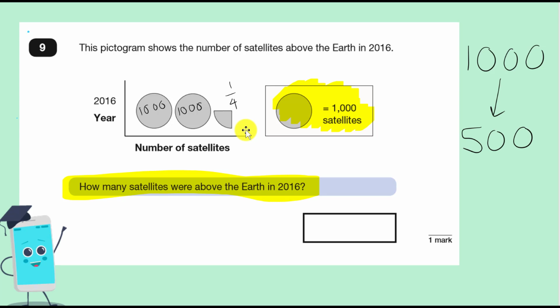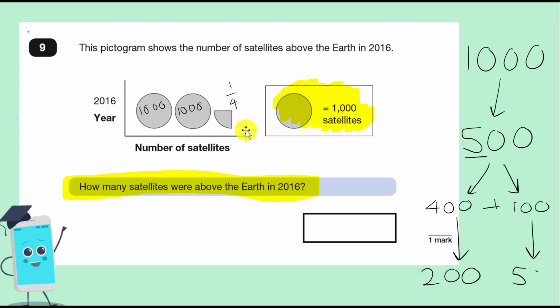Now 5 is an odd number, so if you aren't sure how to halve 500, you can actually split it into a 400 and a 100, because half of 400 is 200 and half of 100 is 50. I add them together to find half of 500, which is 250, and 250 is a quarter of 1,000, so I could label my quarter circle here.